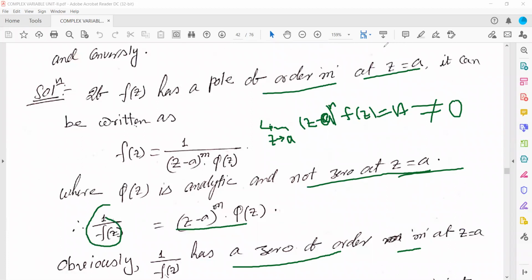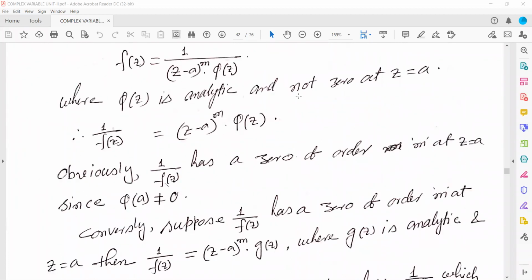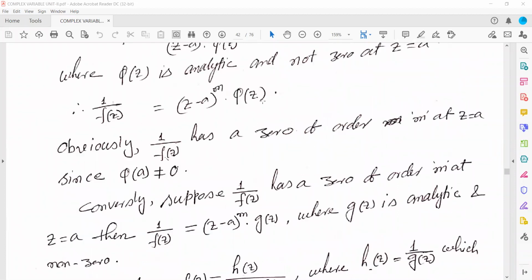Now similarly, conversely, since phi of a is not 0, obviously we know that. If you want to find out the 0 of this function, that means the root, say z equal to a. Since phi will not be 0, this part will be 0. Suppose (x minus 1) to the power 3 is equal to 0. So what are the roots? x is equal to 1, 1 and 1, three times.